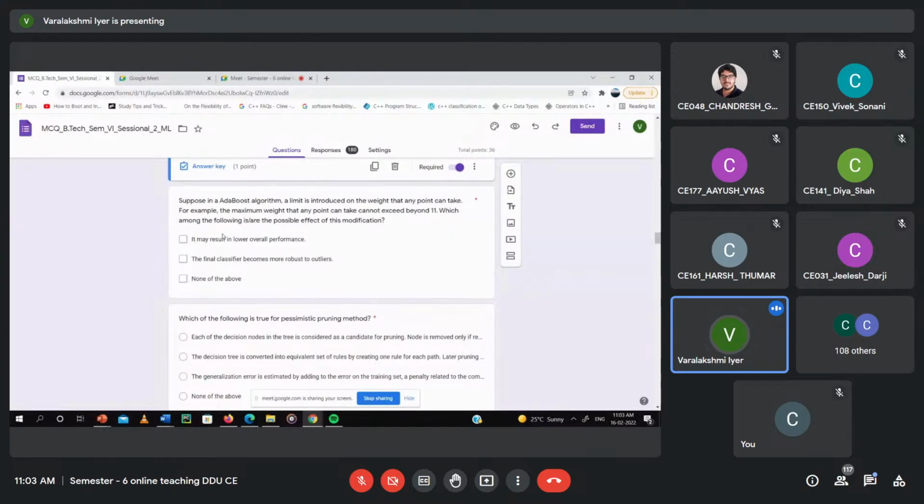And also it may result in lower overall performance. Yes, it can also result in overall performance reduction, because if you are not increasing the weight beyond 11, then it is possible that some of the samples may remain misclassified in your data set. Yes. So is it clear, Priyank, why both of them should be included here? What about others? Others are also clear, I suppose, right?